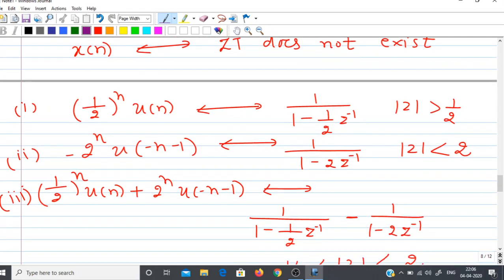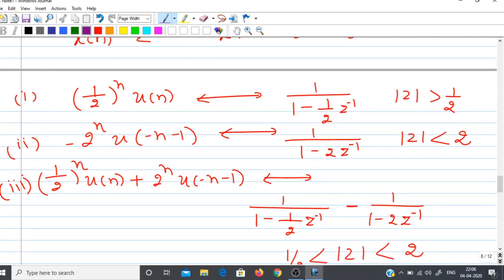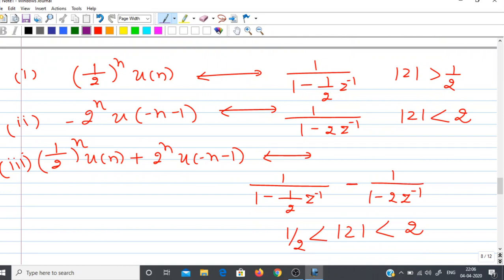And in the third case, when our sequence is a both-sided sequence, what is the ROC? The ROC lies between two constants, half and 2. So in this case, the ROC is an annular ring. So what conclusion have we made? What is the ROC for a right-sided sequence? What is the ROC for a left-sided sequence? And what is the ROC for a both-sided sequence? ROCs of infinite duration sequences.